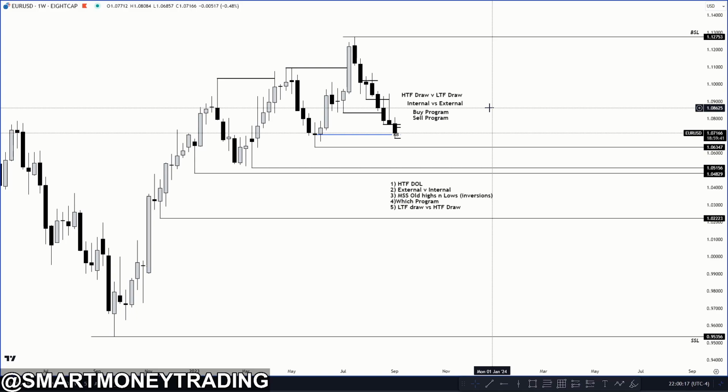You use the higher time frame narrative. Lower time frame draw on liquidity, internal versus external on the lower time frame, versus the higher time frame draw on liquidity, internal versus external on the higher time frame. So you're going to want to compare them, and you're going to want to follow the higher time frame narrative, and eventually put that into the lower time frame, so you can catch a trade on the lower time frame. And that is basically how you trade.